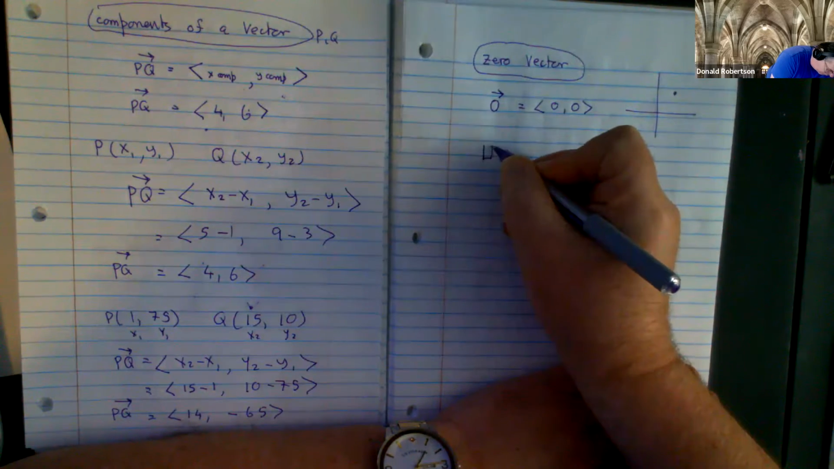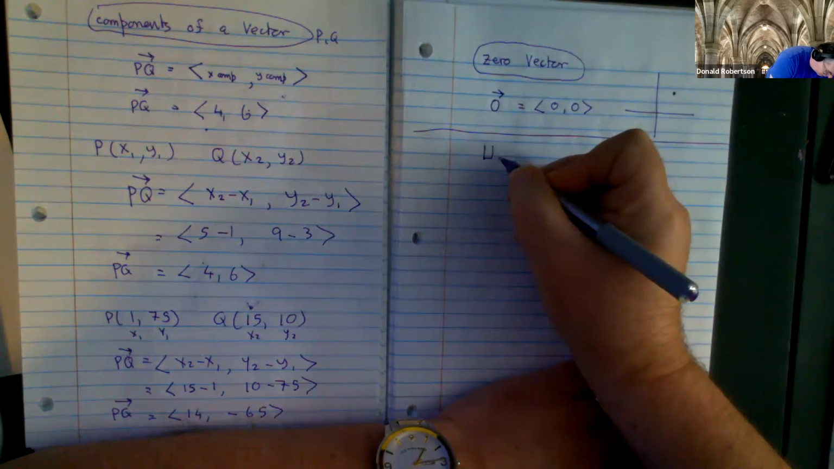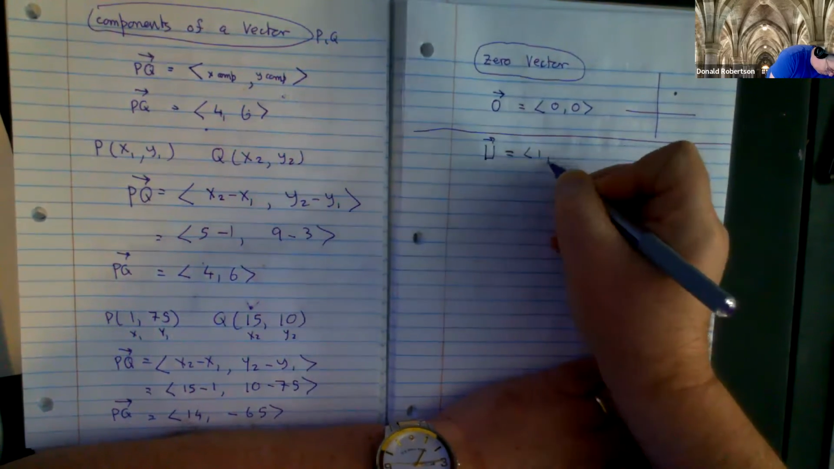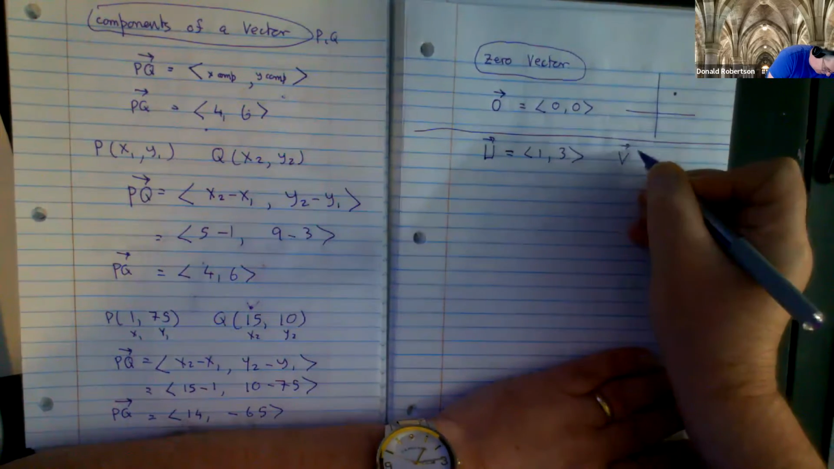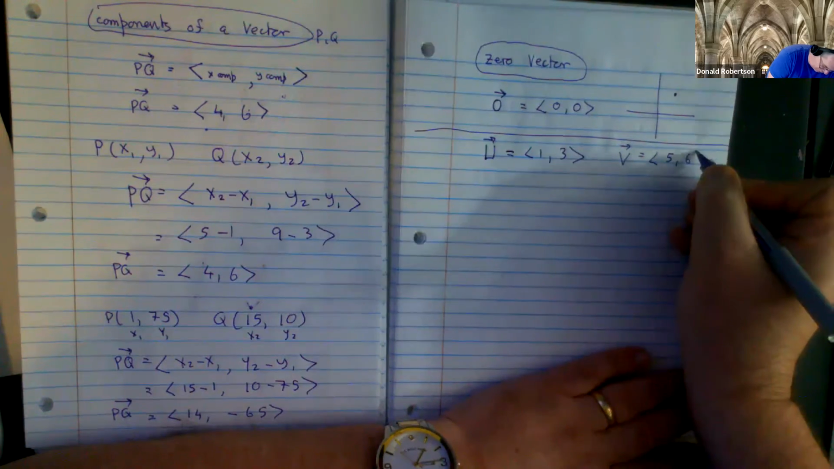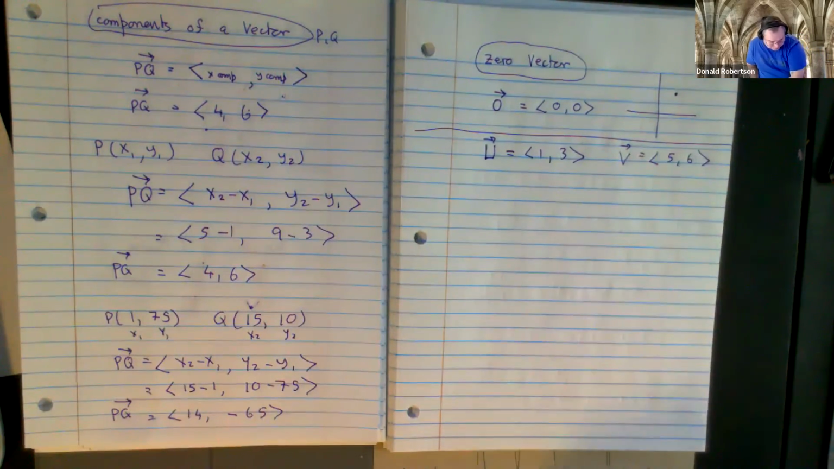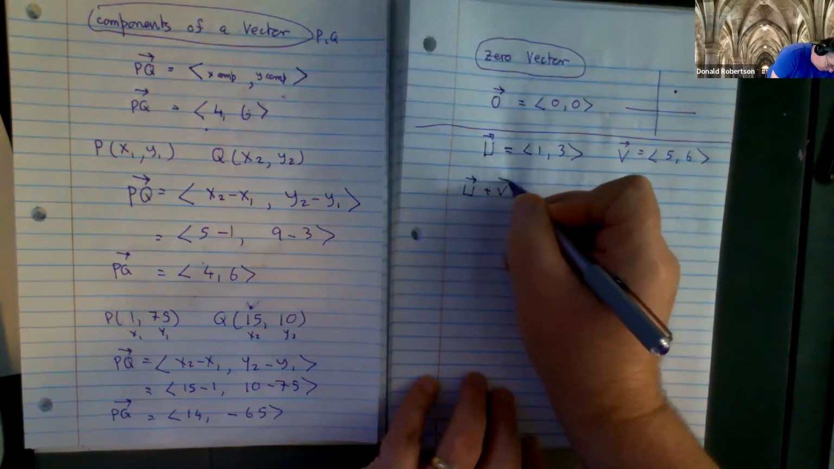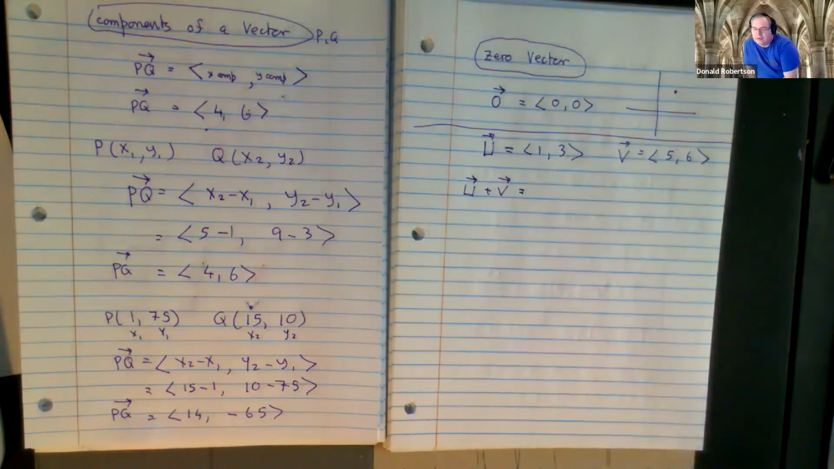Let's suppose I have two vectors, u, with components (1, 3), and v, with components (5, 6), just for argument's sake. You can add vectors together. Has any of you done vectors in other classes, physics, mechanics, whatever? Are vectors totally new to you then? Right, you've not used them before. You can add two vectors together.